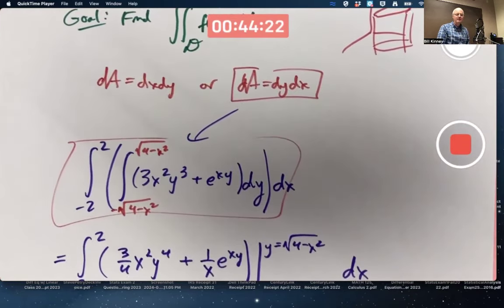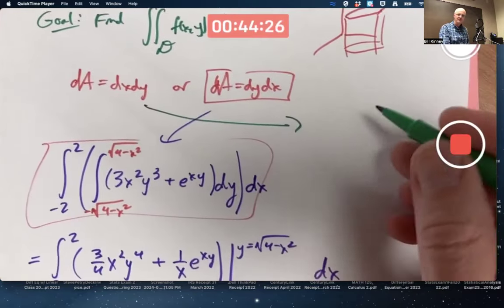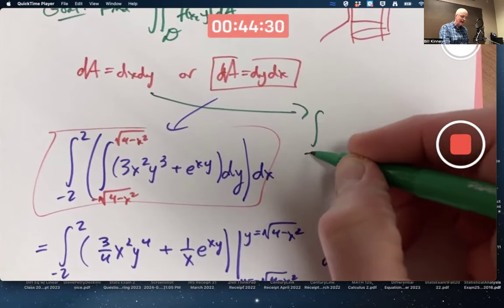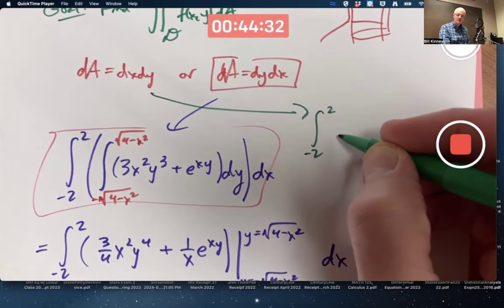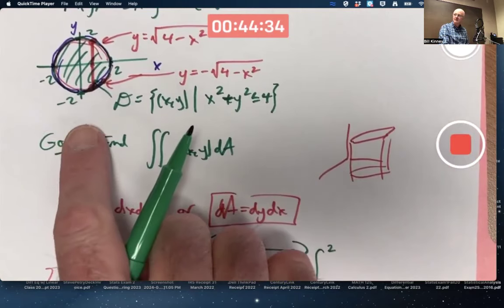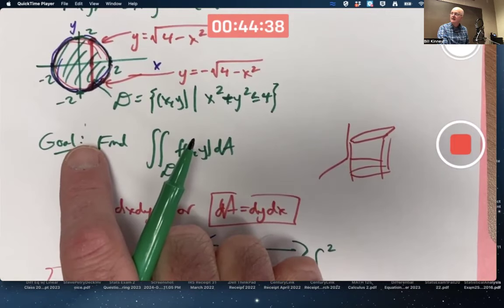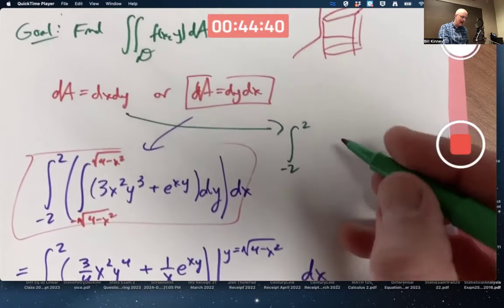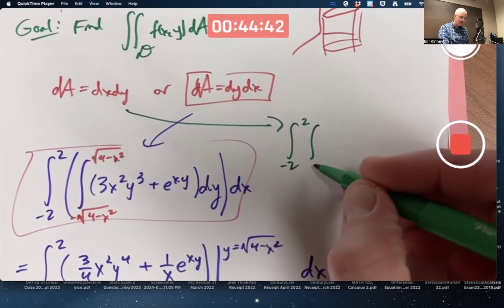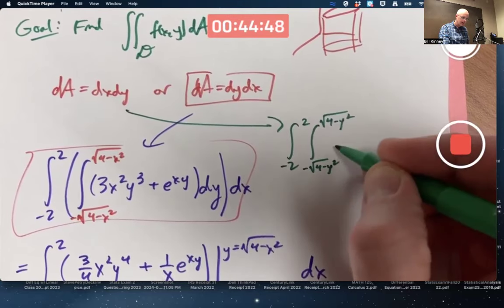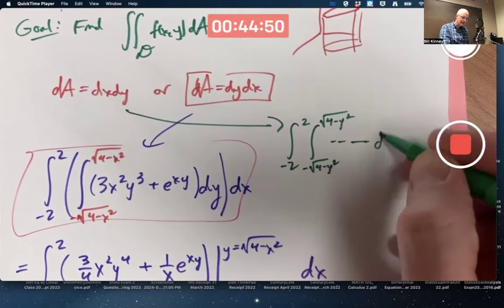If you're going to do it with respect to the other order, the outer integral with respect to y still goes from -2 to 2. Look at the picture. Symmetry in the picture. That doesn't always happen. You don't always have symmetry. X goes between two functions of y, negative square root of 4 minus y squared to positive square root of 4 minus y squared. The function dx dy.